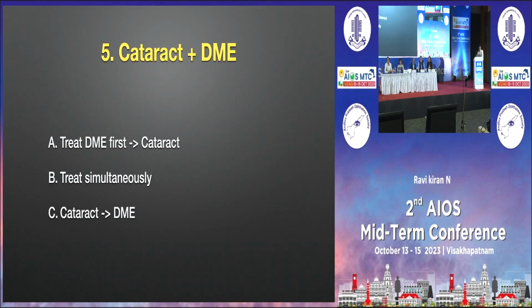When coming to cataract with coexisting DME, what will be the management option? Whether you treat DME first, followed by the cataract, or treat simultaneously, giving the anti-VEGF injection at the time of cataract surgery, or first treating cataract followed by DME? DME first, because it can become recalcitrant because of the surgery itself. You should dry the macula first and then go for cataract. Always DME first, ideally.